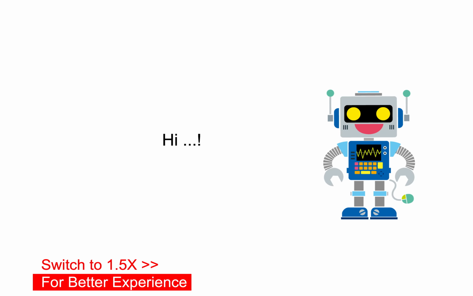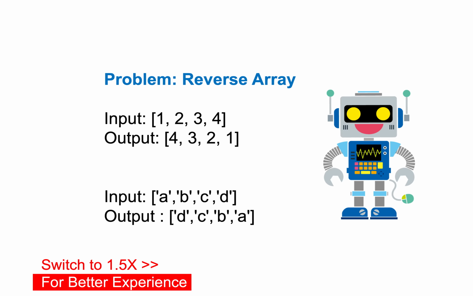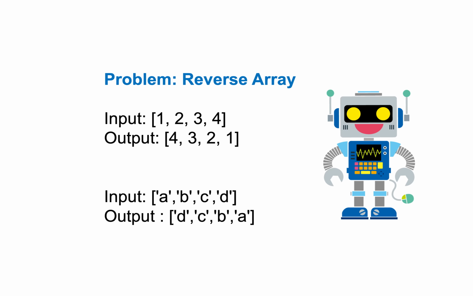Hi everyone, we have learned our first data structure in DSA, array. Now let's solve a problem. Our first problem is: write a code to reverse an array. If my input is 1, 2, 3, 4, then the reversed array will be 4, 3, 2, 1. Or if my input is A, B, C, D, then the reversed array will be D, C, B, A.